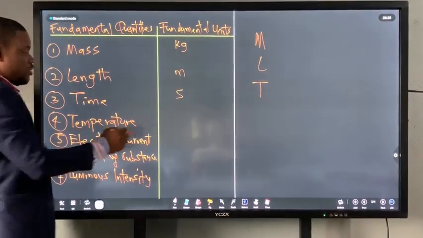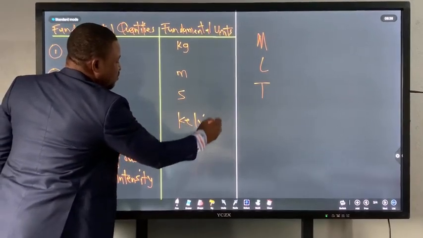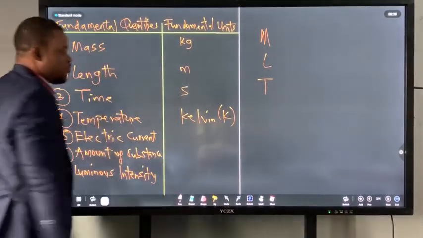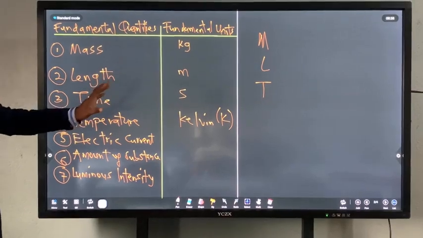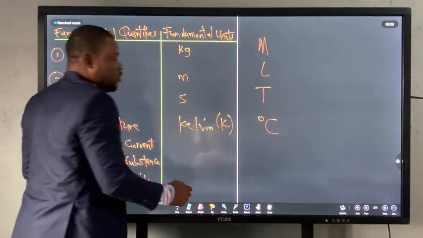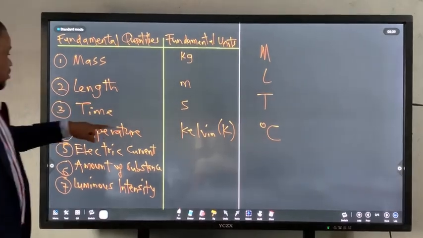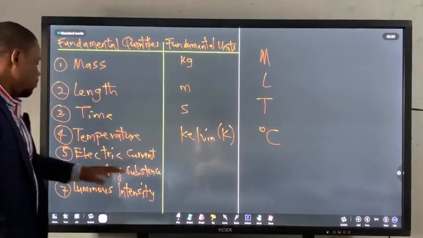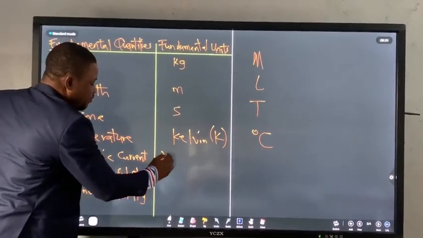For temperature is what now? Is Kelvin. There are other units. Like for temperature now, we have other units like what now? Like degrees Celsius. We have degrees Celsius, degrees centigrade. But the fundamental unit is what now? Is Kelvin. Electric current. Electric current is ampere.